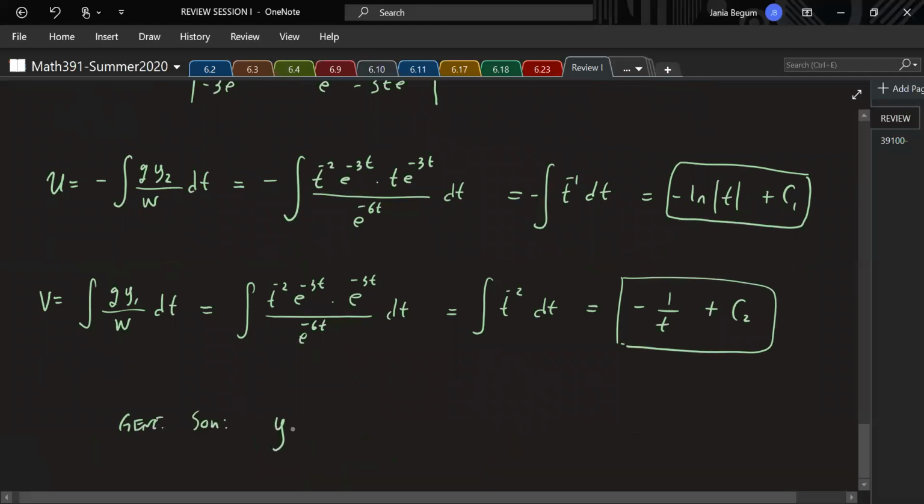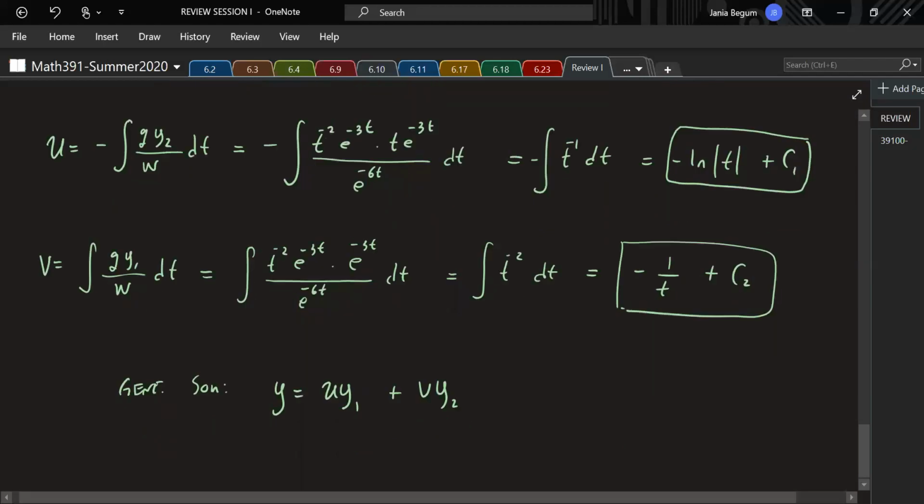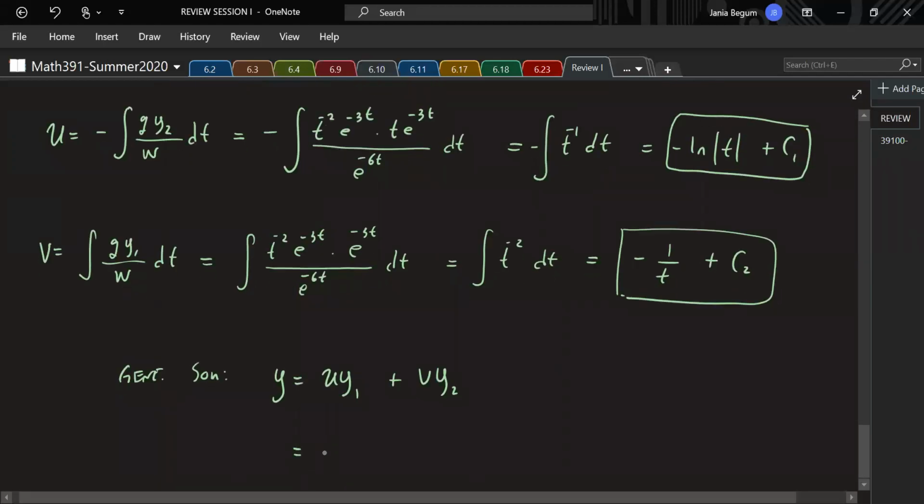It's going to be y equals u times y1 plus v times y2. So plugging these functions in accordingly, we have negative ln of absolute value of t plus c1, y1 was e to the negative 3t, plus v, that's going to be negative 1 over t, plus c2, y2, that's t times e to the negative 3t.